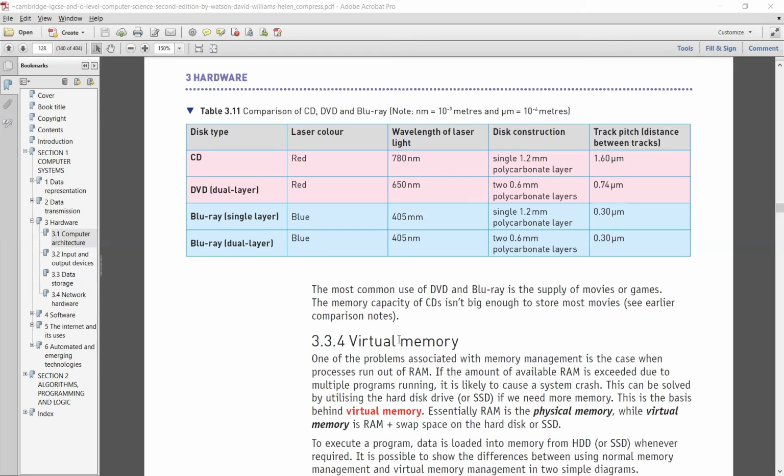Again, remember, I'm constantly repeating: optical means CD, DVD, or Blu-ray, the one that is shown here also. Now, moving on, any questions before we proceed to virtual memory?